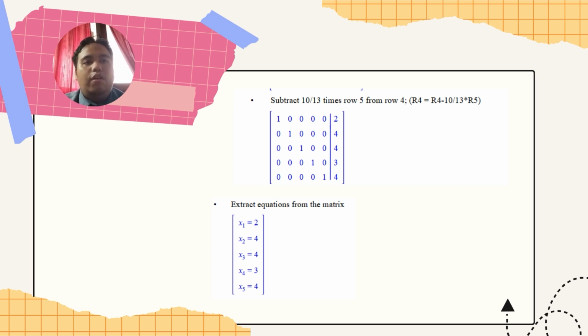And there we have it. Our matrix is now in its reduced row echelon form. The left side is a perfect identity matrix, which means we can directly extract the solution for our variables from the right hand column. Based on this final matrix, we find that S1 equals 2, S2 equals 4, S3 equals 4, S4 equals 3, and S5 equals 4. This illustrates the elegance of the Gauss-Jordan elimination method in solving a system of linear equations.